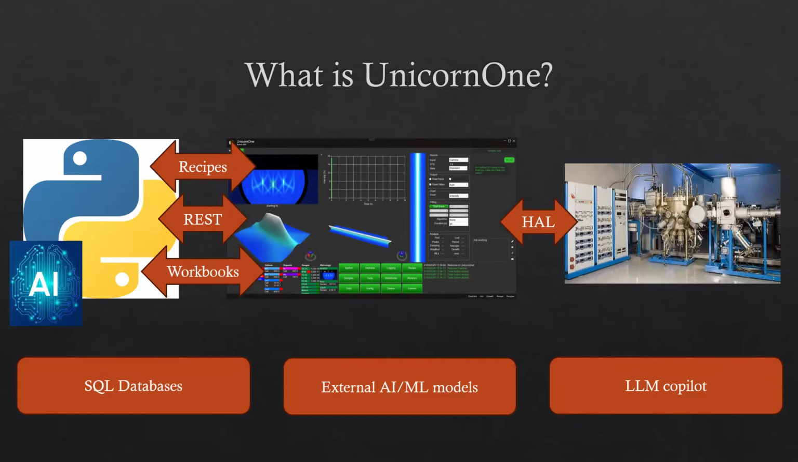UnicornOne is an AI native laboratory operating system, or LabOS, designed to unify laboratory hardware, data, and software through a common control plane. UnicornOne is to the laboratory what Windows is to the PC, a vendor-agnostic operating system that provides a universal platform for user customization and innovation.